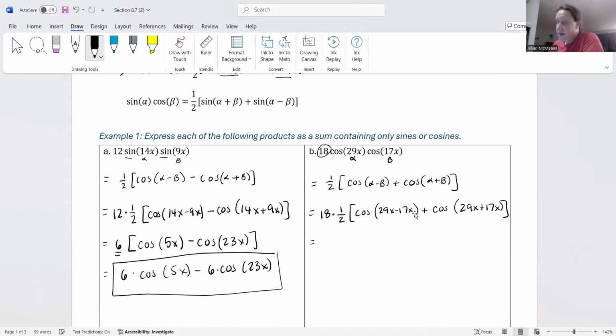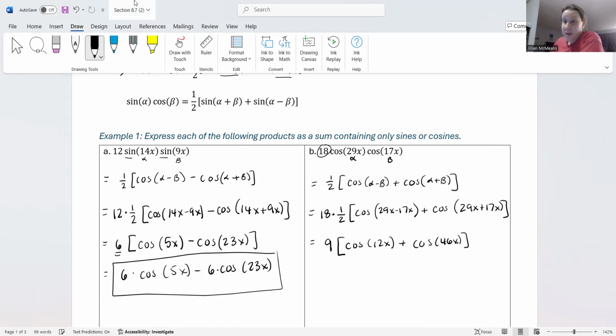So let's see, 18 times 1/2, we can go ahead and simplify that. That's just going to be 9. And then cosine of 29x minus 17x, that's just going to be cosine of what, 12x? Okay. And then we're going to add that to cosine of 29x plus 17x, that's what, 46x?